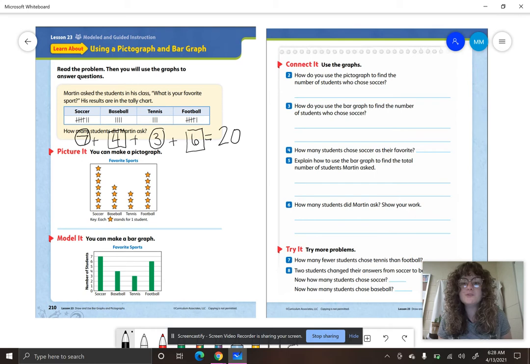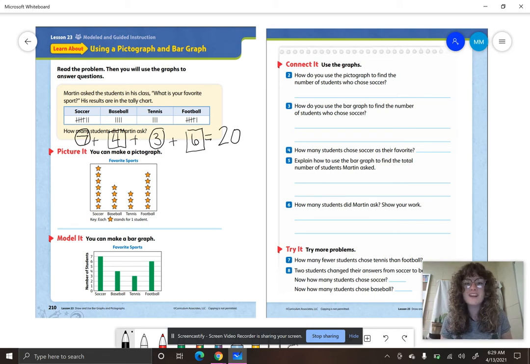All right, let's look at page 211 at number 2. It says, how do you use the pictograph to find the number of students who chose soccer? So how do we figure out how many students like soccer? What do we have to do, Smarties? We just need to count the stars, right? We know that each star stands for one student. So we have 1, 2, 3, 4, 5, 6, 7.